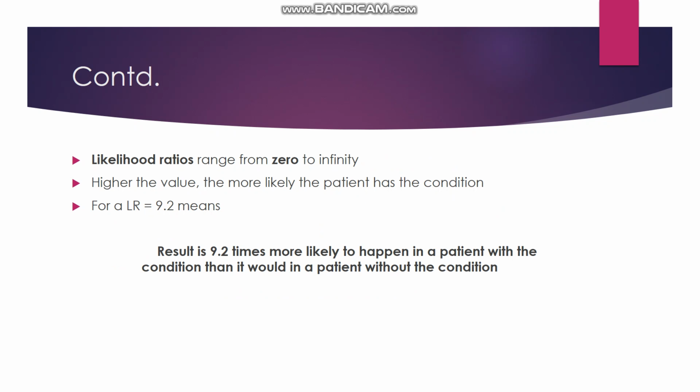Likelihood ratios range from 0 to infinity, and it depends on the number of patients, common diagnosis and medical conditions related to it. The higher the value, the more likely the patient has the condition. For example, consider a likelihood ratio of 9.2. It means that it is 9.2 times more likely to happen in a patient with the condition than without the condition.